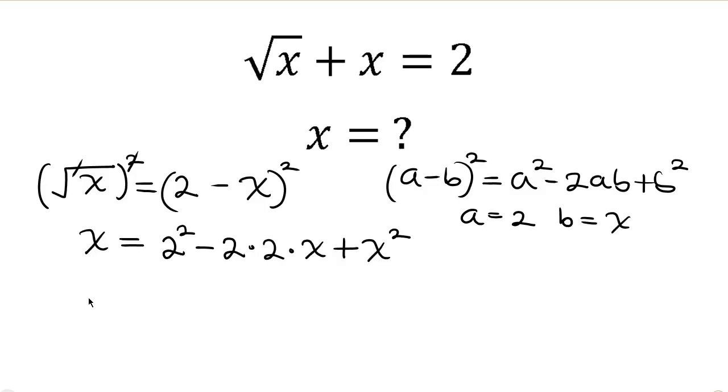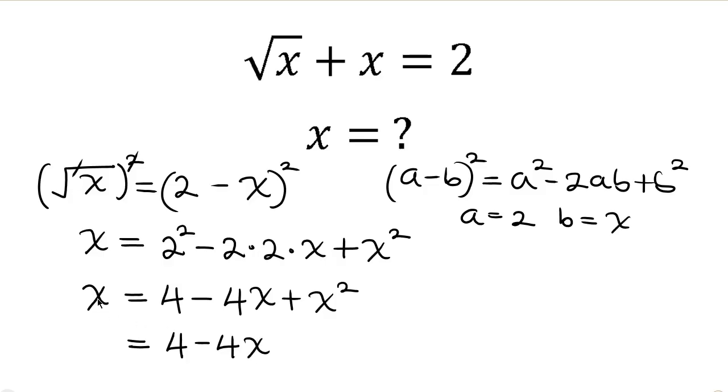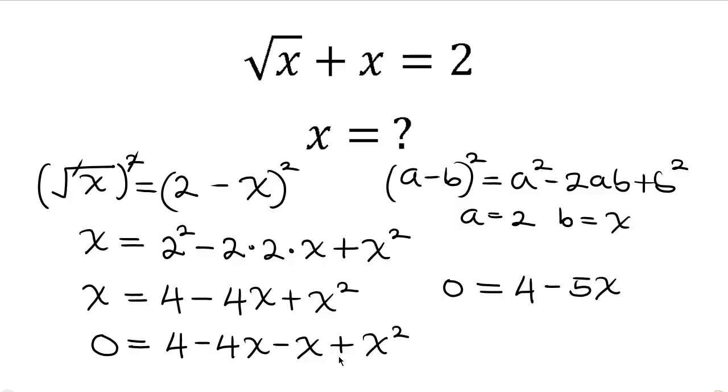Very good. So simplifying, we have x to be equal to 2 squared is 4 minus 2 times 2 times x is 4x. And then plus x squared. Now let's move this x to the right hand side. So this will become, I have 4 here, minus 4x. Now, when I move x to the right, it becomes minus x. Now, leaving behind 0 on the left-hand side. So, plus x squared. Now, simplifying what we have on the right-hand side, we have 0 on the left to be equal to, this is 4. Now, minus 4x minus x is minus 5x. And then plus x squared.